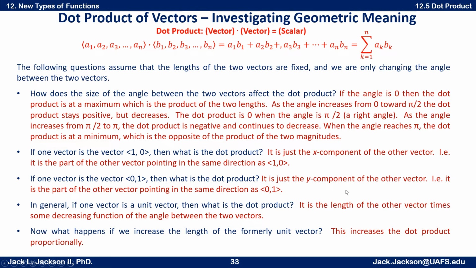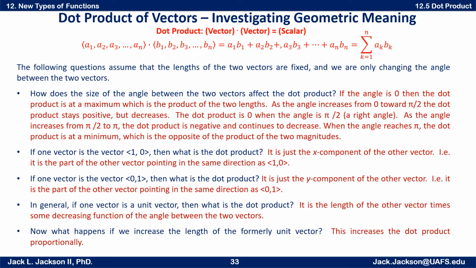So it turns out if the angle is 0, then the dot product is at the maximum, which is the product of the two lengths. As the angle increases from 0 to pi over 2, the dot product stays positive but decreases in size. The dot product turns out to be 0 when the angle is pi over 2, a right angle, 90 degrees, pi over 2 radians. As the angle increases from pi over 2 to pi, the dot product is negative and continues to decrease as it gets bigger and bigger until it reaches pi, and the dot product then is at a minimum, which is the opposite of the product of the two magnitudes.